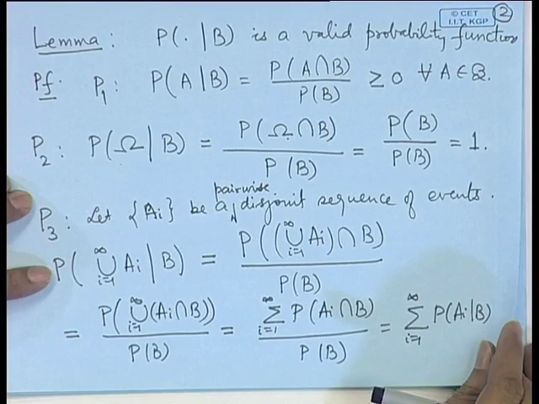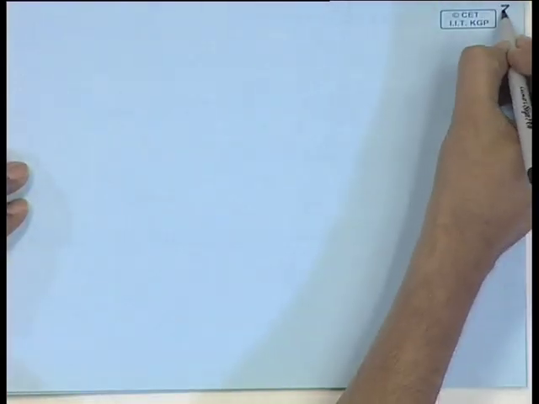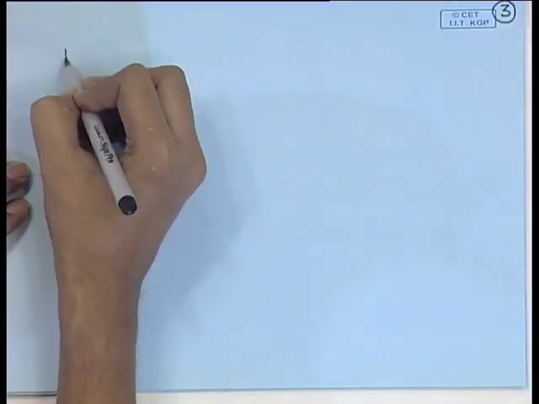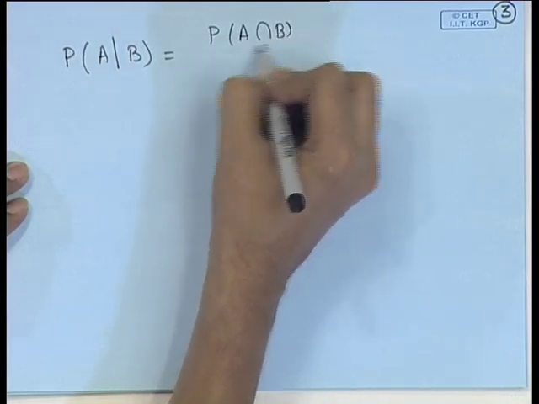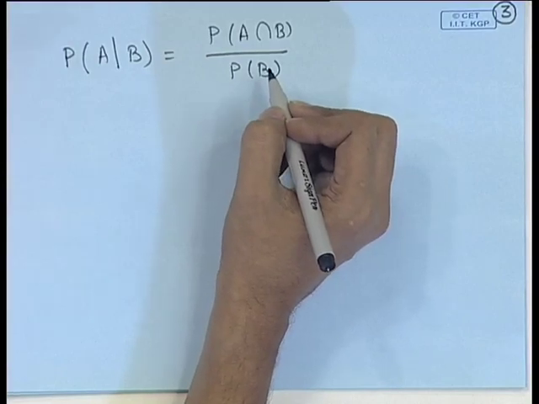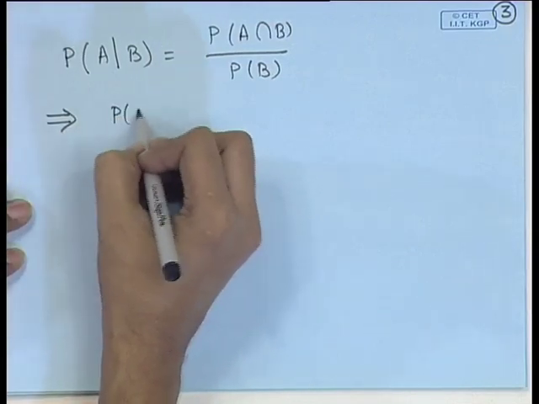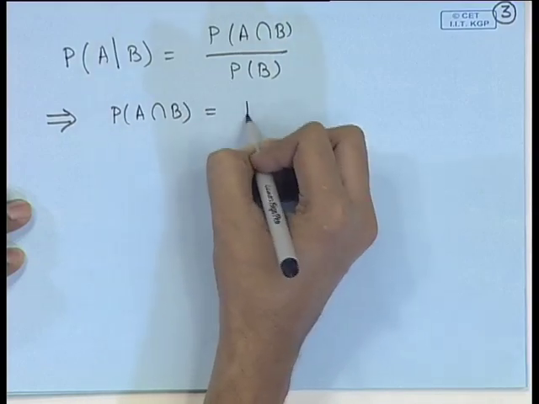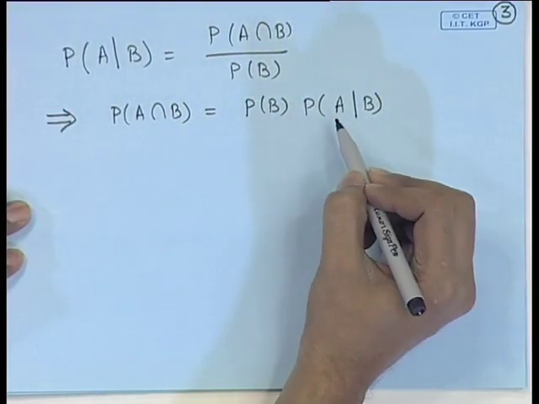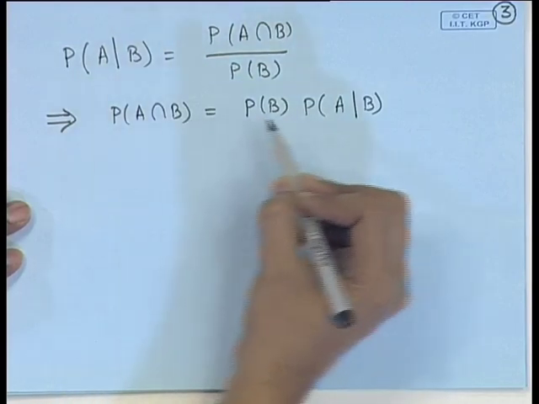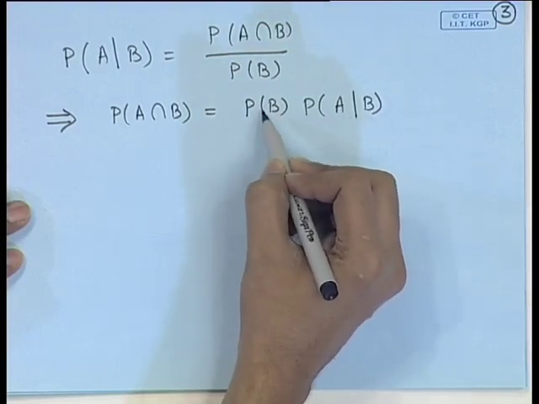Now, let us look at some direct consequences of this definition of the conditional probability. Let us consider the statement probability of A given B is equal to probability of A intersection B divided by probability of B. This statement we can write as probability of A intersection B is equal to probability of B into probability of A given B. An interpretation of this statement is that the probability of simultaneous occurrence of A and B is equal to the conditional probability of A given B multiplied by the probability of B alone happening.